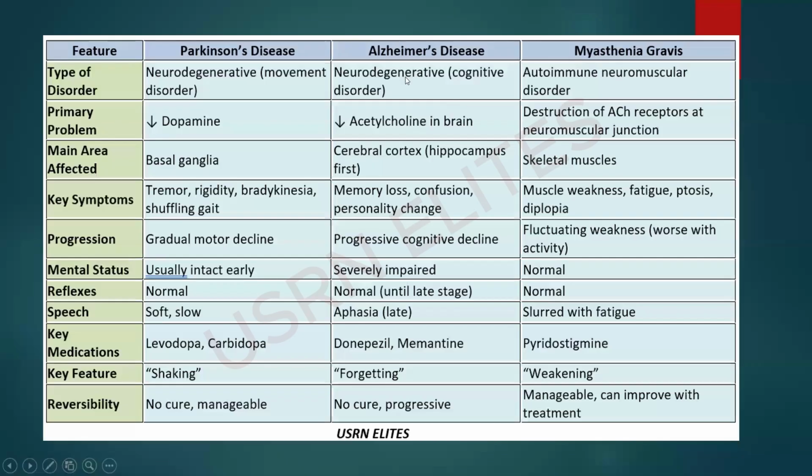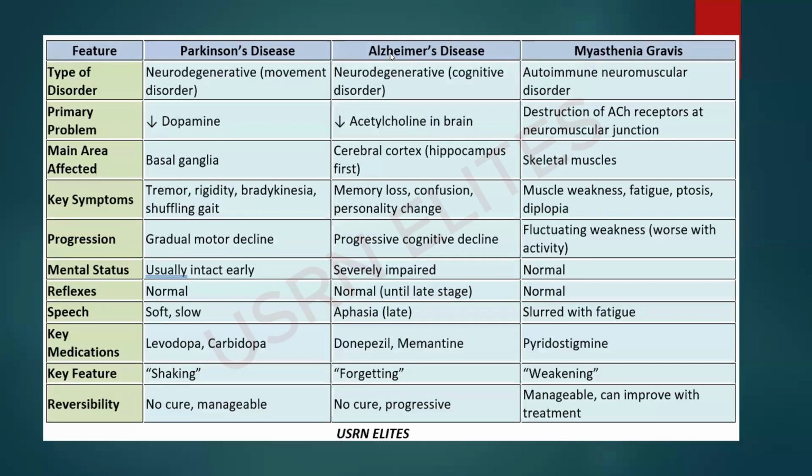I pulled out Parkinson's, Alzheimer's, and myasthenia gravis, all here. Now, watch something. Parkinson's disease, we learned that it's a neurodegenerative disease or disorder, which means that it affects movement. It's more of a movement disorder.